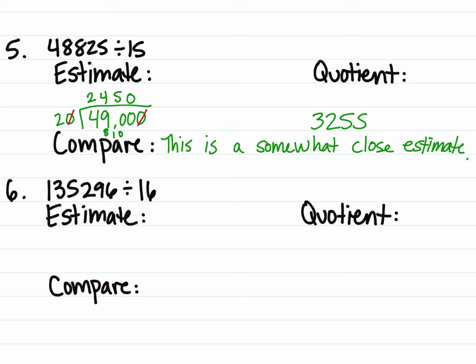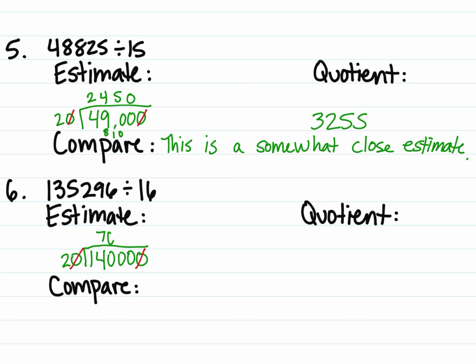On number 6, 135,296 is close to 140,000. And 16 is close to 20. We can divide a 10 out. 2 goes into 14 7 times with no leftovers. So our approximation is going to be 7,000, but our actual quotient is 8,456.